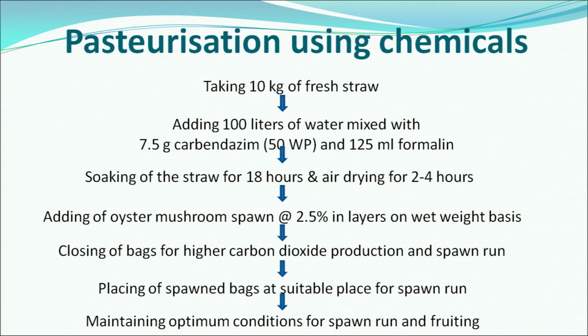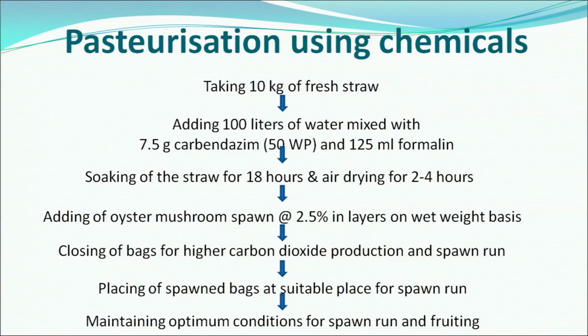So, another method is pasteurization using chemicals. For 10 kg of fresh straw we require a drum that can hold 100 liters of water, and that water should be mixed with 7.5 gram of carbendazim and 125 ml of formalin. After mixing these chemicals, we put 10 kg of fresh straw in that drum and soak it for 18 hours, and after 18 hours we can go for drying. Air drying is the most common method, and then we can add spawn at the same rate, that is 2.5%. 100 kg of wet straw requires 2.5 kg of spawn.